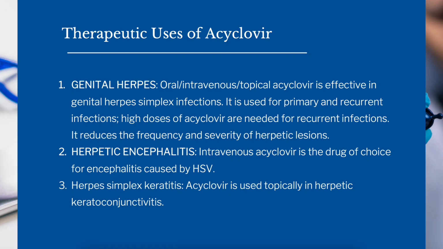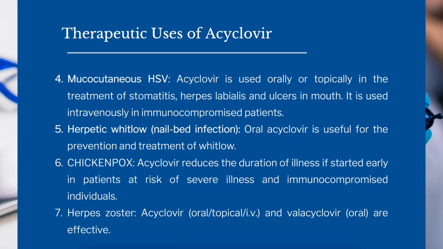Acyclovir is used in herpetic encephalitis. Intravenous acyclovir is the drug of choice for encephalitis caused by herpes simplex virus. Herpes simplex keratitis: acyclovir is used topically in herpetic keratoconjunctivitis. In mucocutaneous herpes simplex virus, acyclovir is used orally or topically in the treatment of stomatitis, herpes labialis, and ulcers in mouth. It is used intravenously in immunocompromised patients.